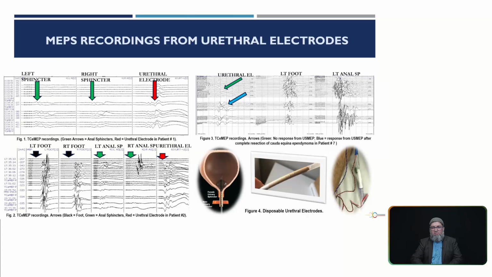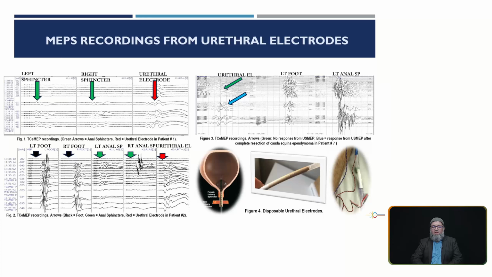Now we have a special electrode which is used for measurement of responses from the urinary bladder. In the past, urinary bladder monitoring was done in a clinical setting, but not in the operating room, because we did not have an electrode. We were doing anal sphincter EMG and MEP for the pudendal nerve, but there was still a risk of the patient waking up with a neurogenic bladder.